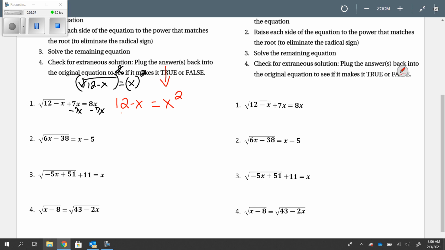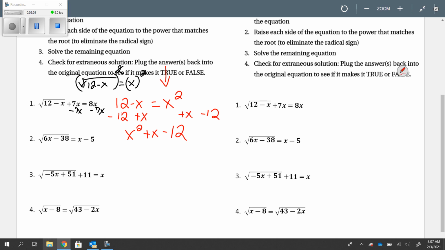So I'm going to move both of these over here. So minus 12 plus x, and then minus 12, okay? So I'm left with x squared plus x minus 12. From here, we're almost done. Remember, we're solving, so we're going to get answers at the end. We have to factor this out.